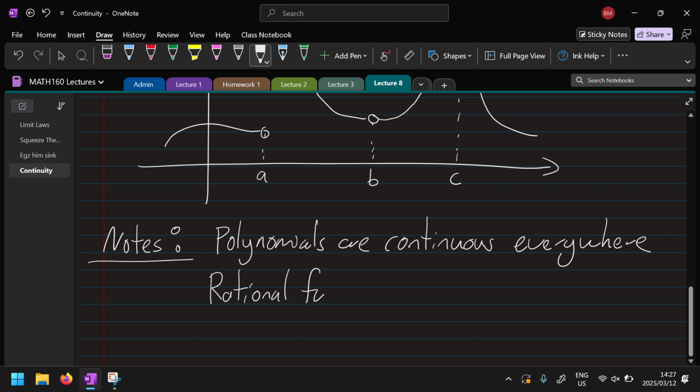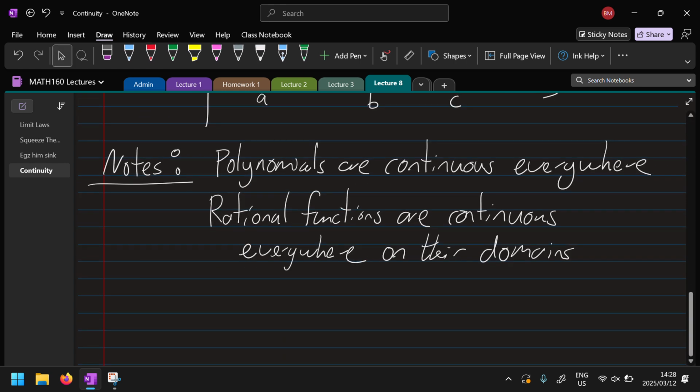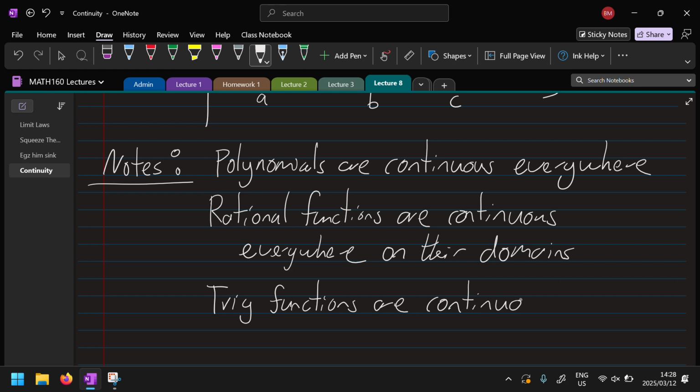Okay, rational functions, we know what these are: continuous everywhere on their domains. And we know how to find the domain of a rational function. Okay, trig functions are continuous everywhere on their domains.